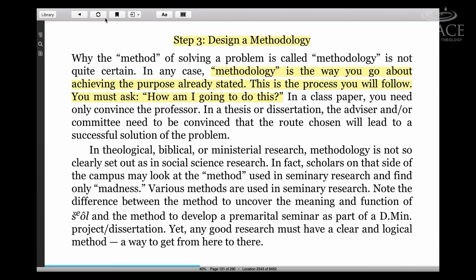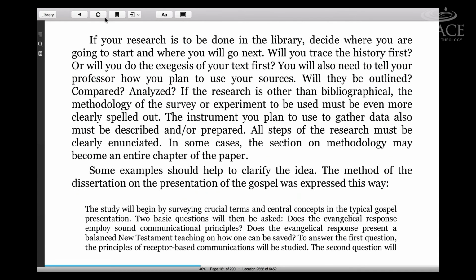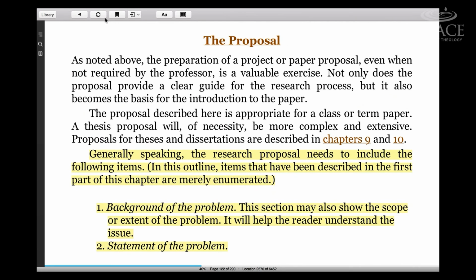Step 3, designing a methodology. This is how to go about achieving the purpose, how to solve the problem. How am I going to do this? So you'll have to have a plan of attack for research. Find yourself a library or begin to peruse the websites.